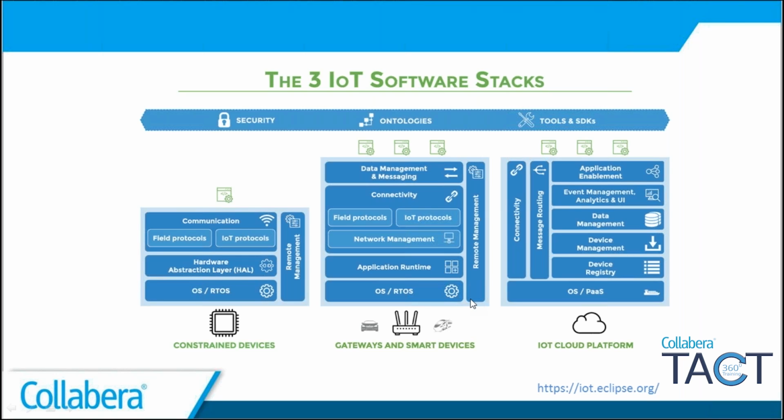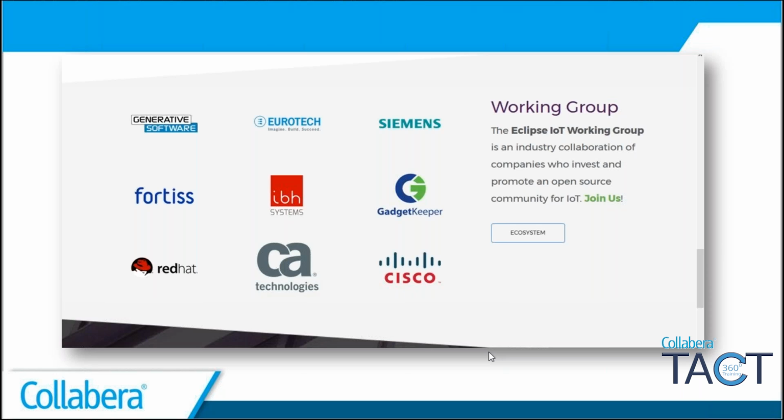Again, here, all those three components are taken into consideration: the constrained devices or IoT endpoints, gateways and smart devices, as well as IoT cloud platforms. The noticeable point here is that remote management, as well as the software application running on all these three layers, are also being taken into account, right? These are the members of this Eclipse IoT working group: Siemens, Cisco, Red Hat, these are the well-known names.